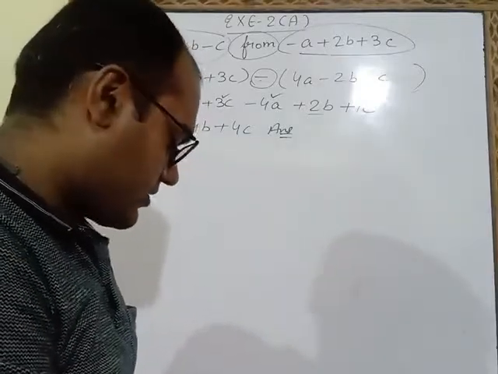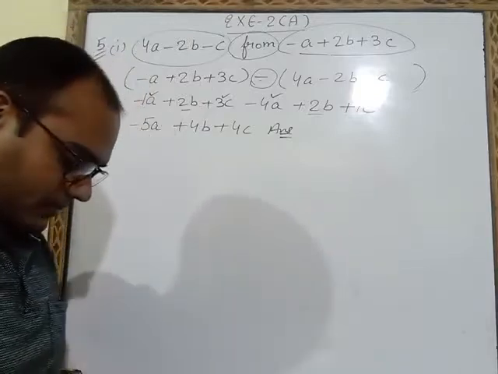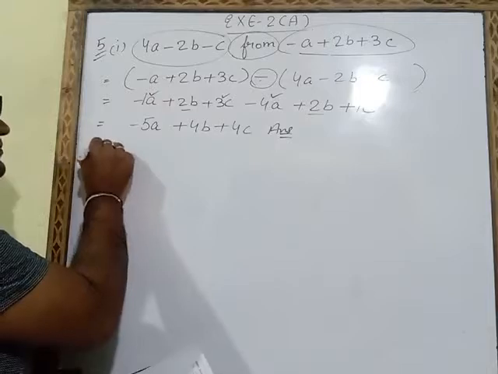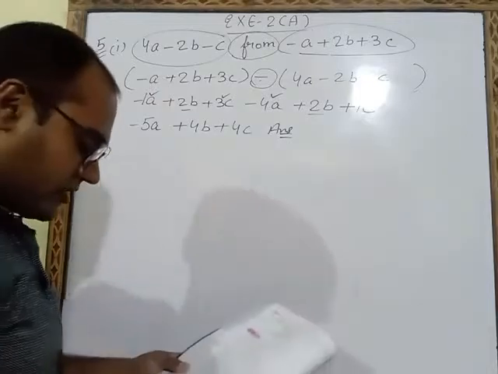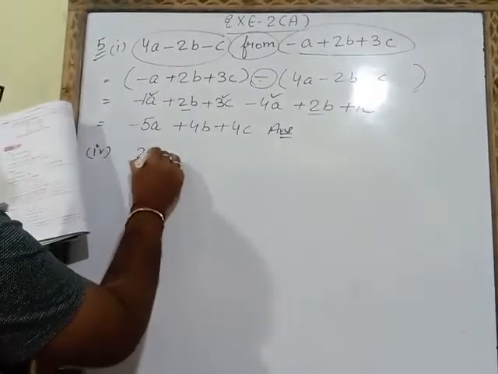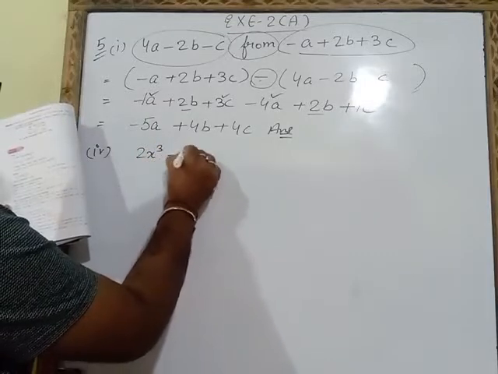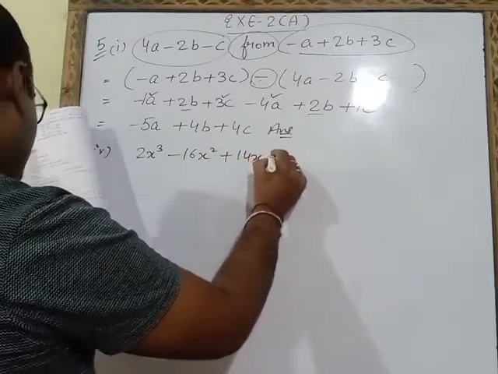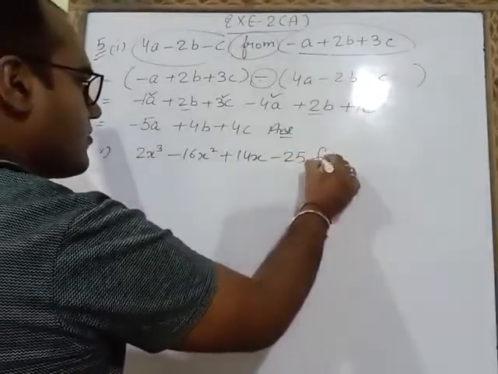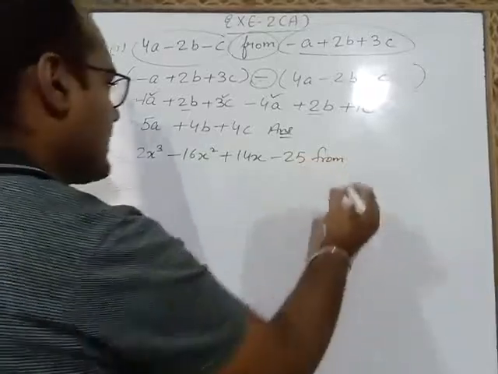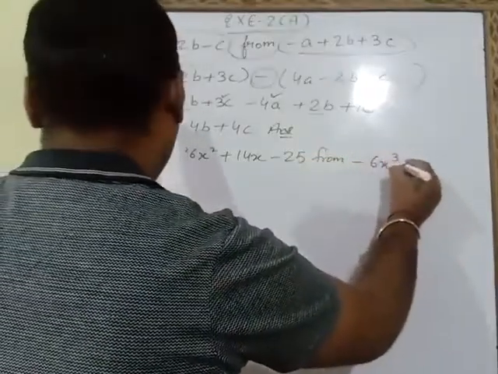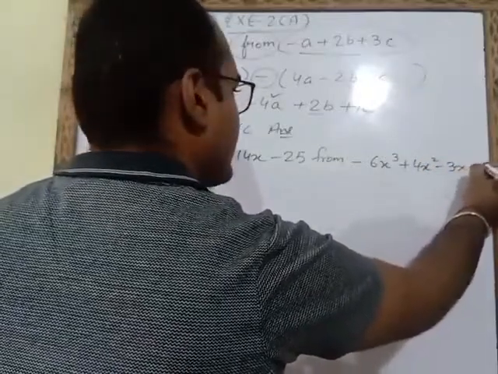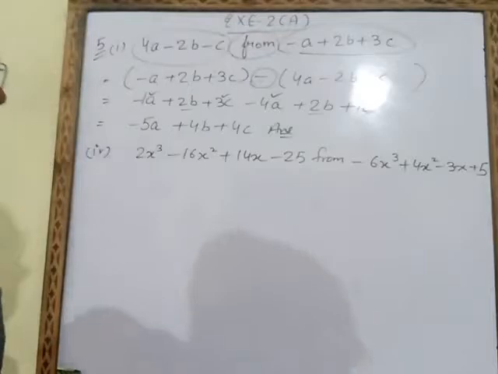Now see another part, number 4. Subtract 2x cube minus 16x square plus 14x minus 25 from minus 6x cube plus 4x square minus 3x plus 5. So this is the question.